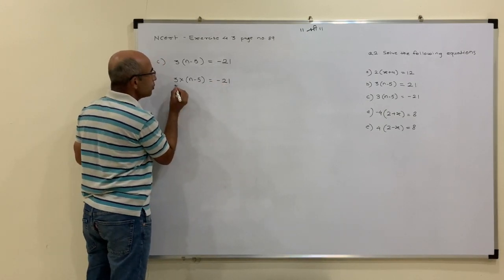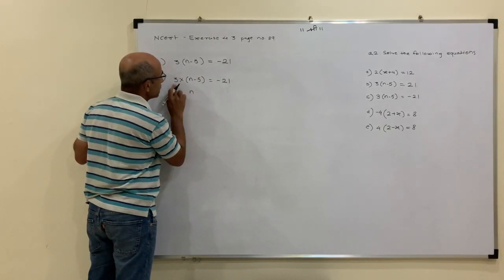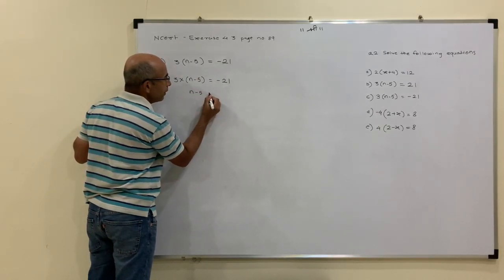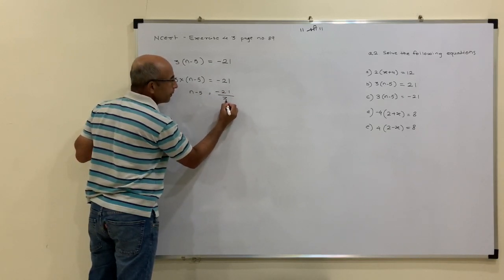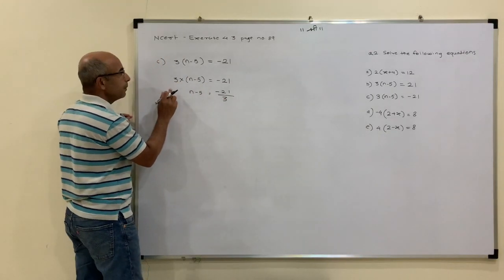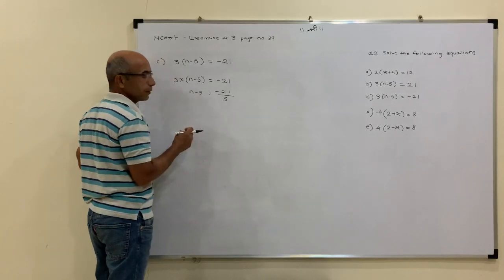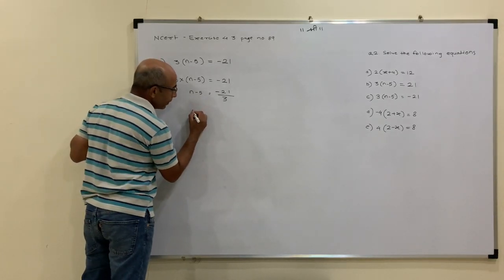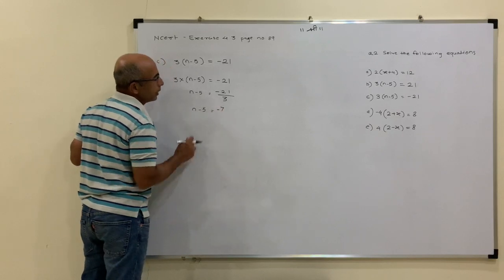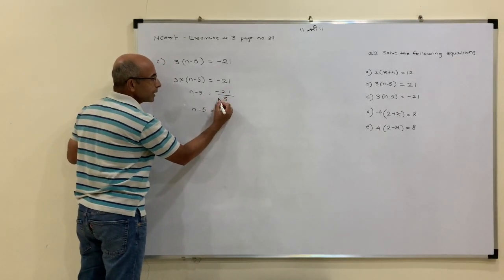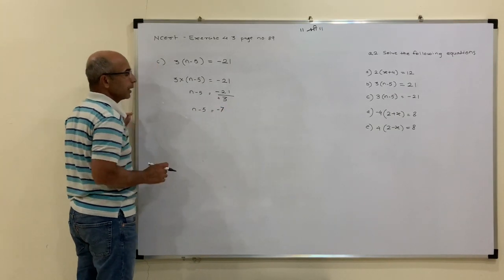Now I will be transposing 3 from the left hand side to the right hand side. So my next step will be n minus 5 equals minus 21 divided by 3. When we transpose a multiplicative factor from the left side to the right side, it becomes a divider. So now my next step will be n minus 5 equals minus 7. Here it is a division and the signs are different, so the result will be negative.